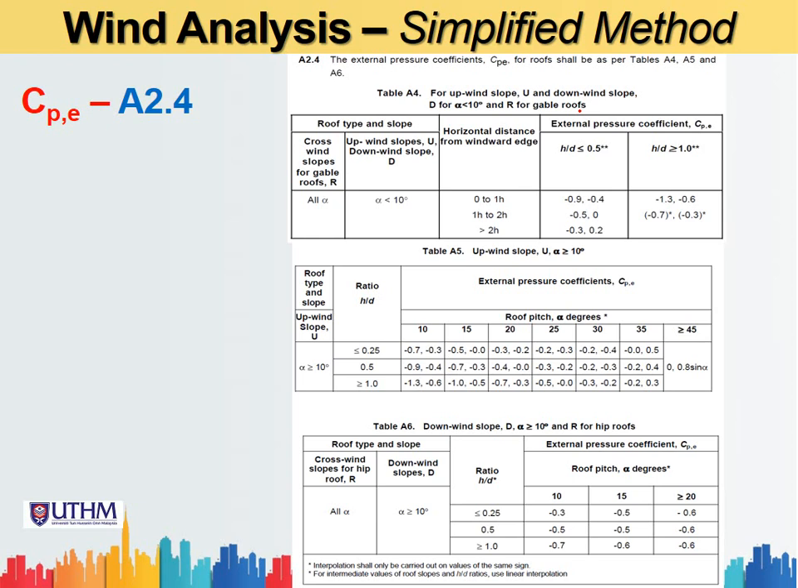So this is for roof. So this is for roof slope more than 10 degrees. So this is the CPE. Meanwhile, A6 here is similar to this Table A4, but for the hip roof, while this one is for the gable roof. The Malaysia Standard also shows it. Later when we come to the diagram, I will remind you.